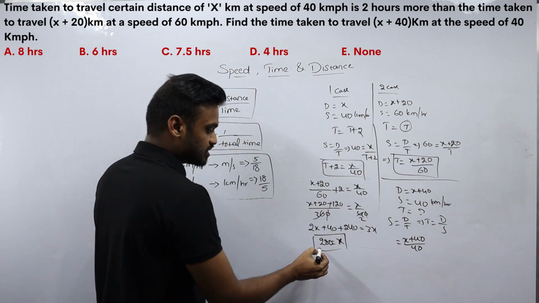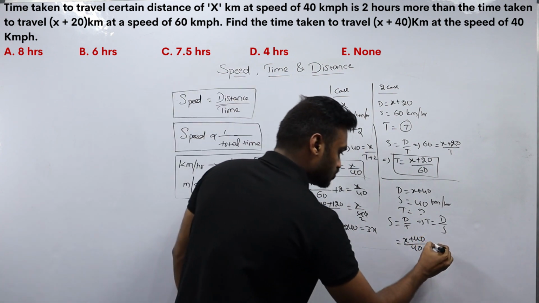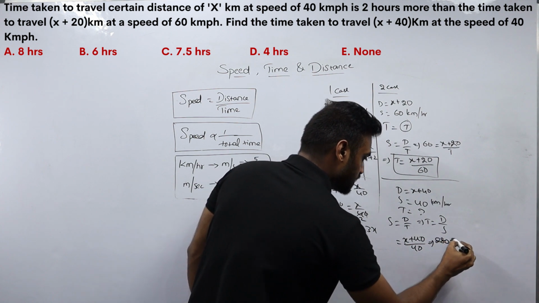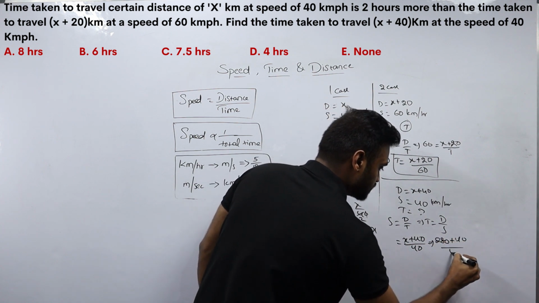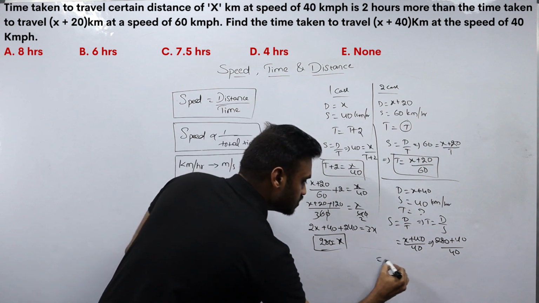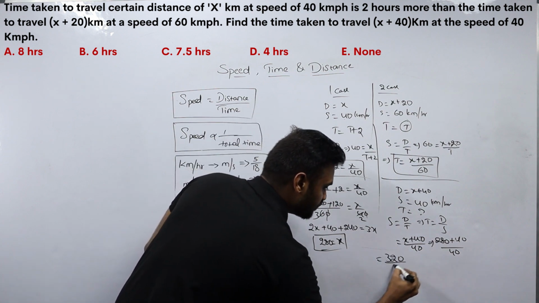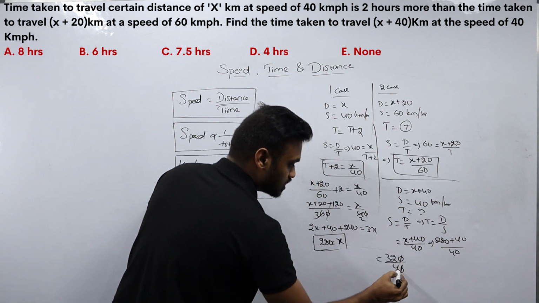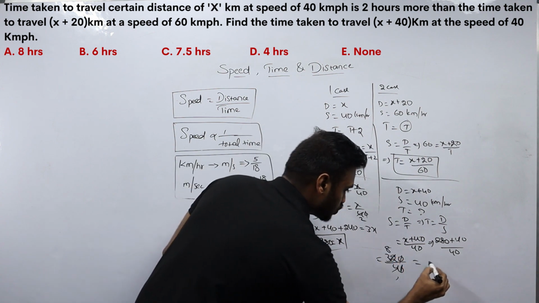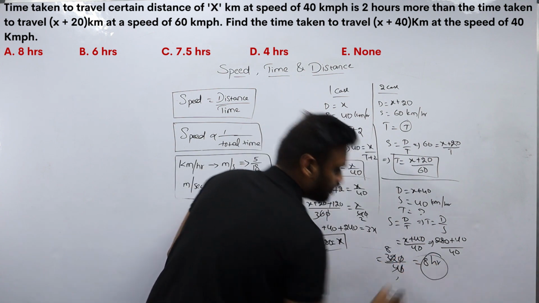We already know the value of x, that is 280. So (280 plus 40) by 40. So we will get 320 by 40. So 0 and 0 will be cancelled, and 4 eights are 32, so 8. So the total time taken is 8 hours.